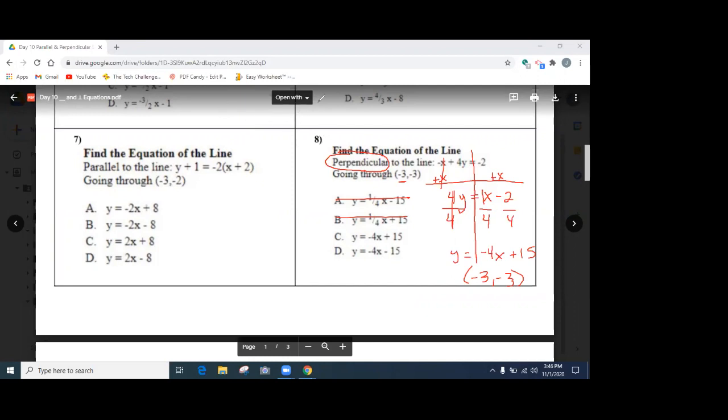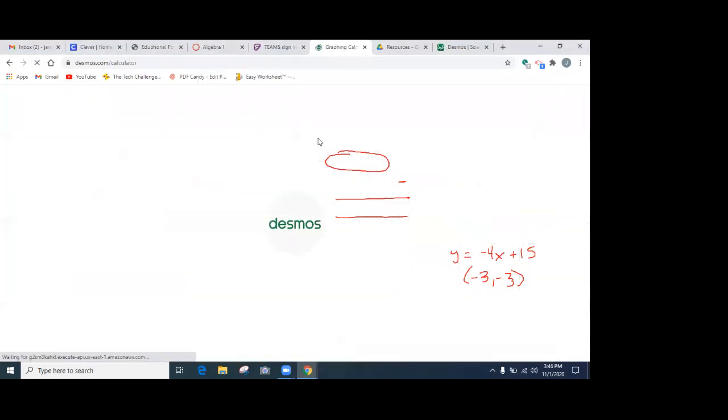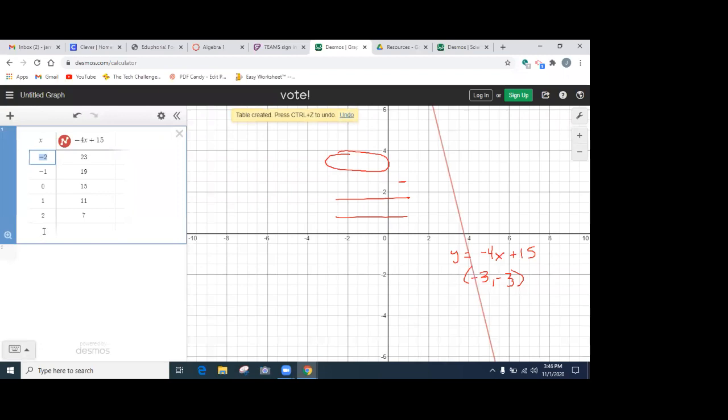All right. And let me get rid of all this so that I don't accidentally type in the wrong thing, because that was tricky. All right. So we're going to refresh this. And we're typing in y equals -4x plus 15. All right, we want to go to settings and go to table. And we're checking -3. They love -3, don't they? -3. Nope, -3 and 27. And so that's not it.